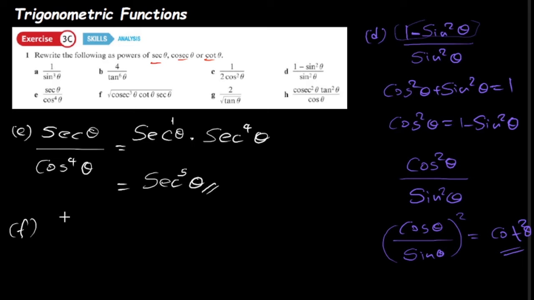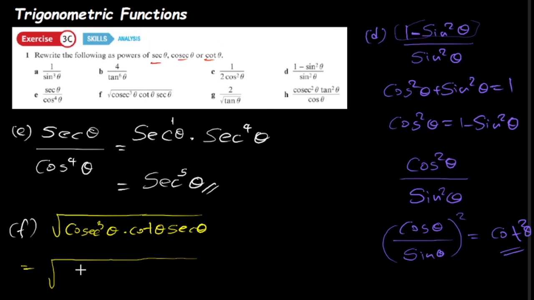F, square root of cosec cube theta into cot theta into sec theta. It is already in these terms. Why worry? Let's try to solve it a little bit more, I think we will be able to. So I can write this cosec cube theta, do I need to? Yes, I will write it. I will convert this back to sine terms and let's see how further we can simplify.